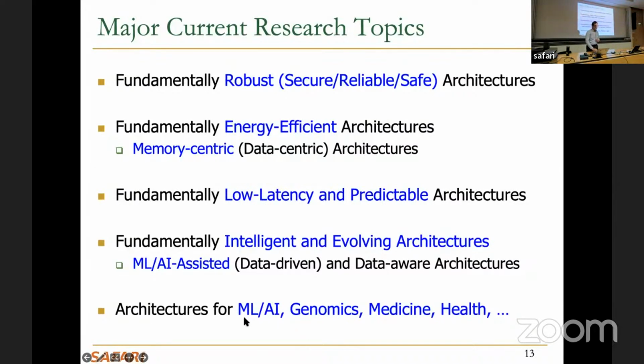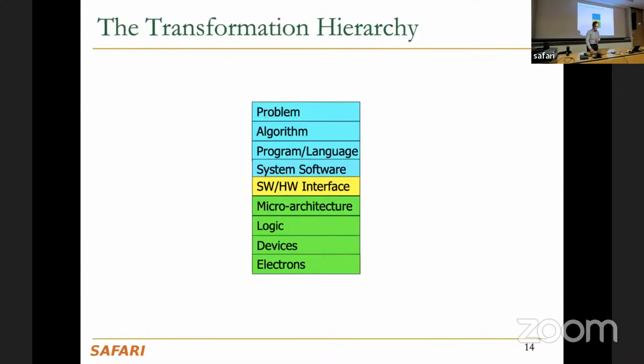And also we're going to talk about architectures. We do research on architectures for machine learning, AI, genomics, medicine, and health, and this is going to be a much bigger area into the future. I think all of these are important areas, clearly.